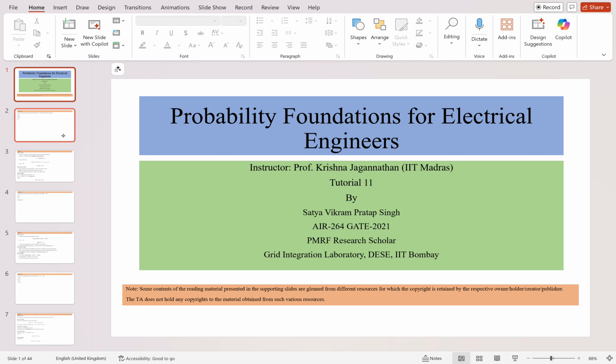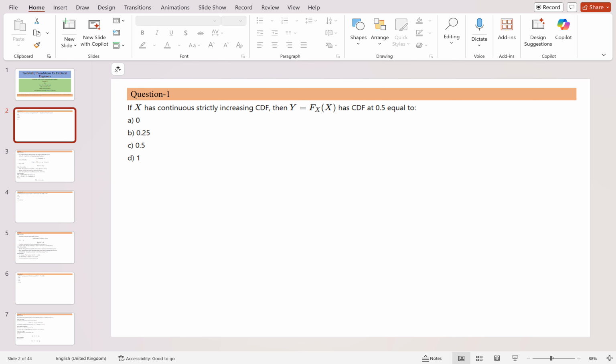Okay, let's move forward. Try to solve this first problem. This is related to the CDF problem, the distribution functions, and here you have to find out what is the CDF at the point 0.5 equal to. Try to solve, and I will give the solution after a few minutes. If you face any doubt and want some concept, just let me know in between as well.